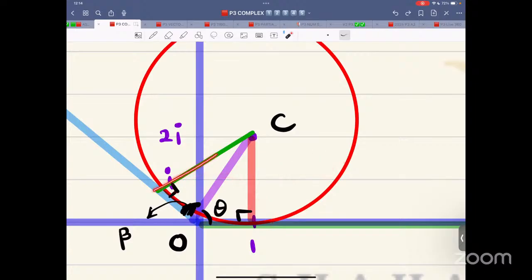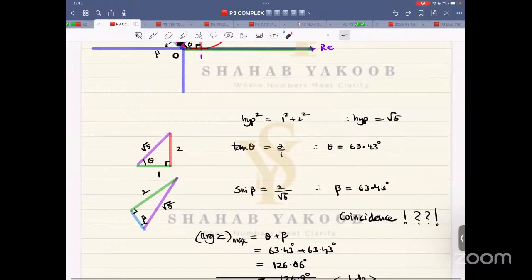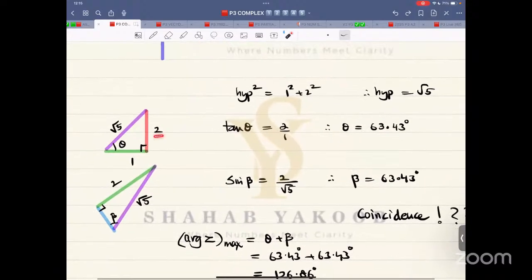But if you look very closely, this is like a tangent drawn from an external point to a circle. So these two angles will come out to be the same, as you will soon see. First of all, the small triangle: this is 2, this is 1, hypotenuse gives me root 5. Tangent of theta is 2 over 1, 63.43 degrees.